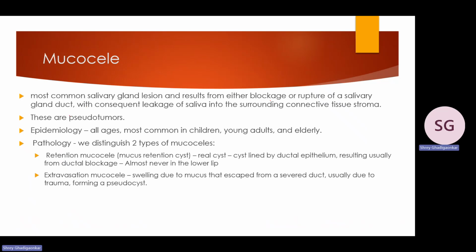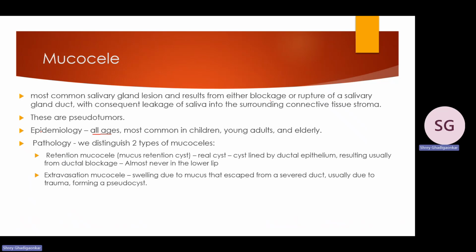Epidemiologically, these can occur in all ages, most commonly in children. It can also occur in young adults and the elderly. Mucoceles may occur because of an obstruction due to sialolithiasis. However, they can also occur due to a rupture of the salivary gland duct, and this may occur due to trauma. Regarding the pathology, there are two types of mucoceles.